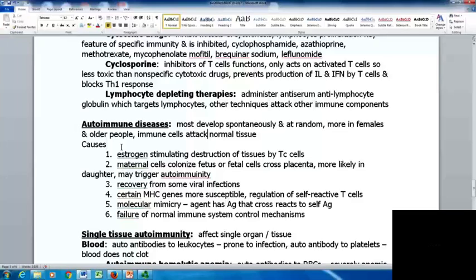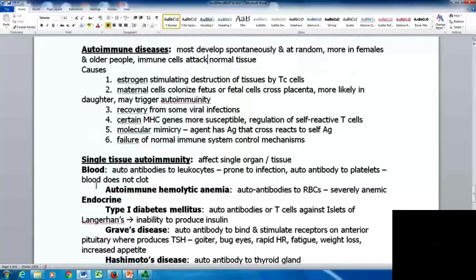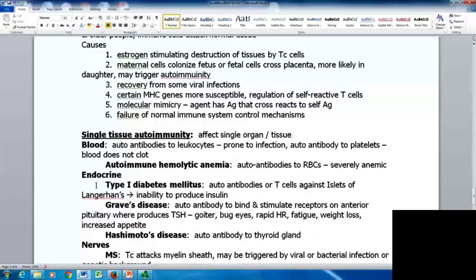Regulation of self-reactive T cells. You can have molecular mimicry where the agent has an antigen that cross-reacts to a self-antigen. And then failure of normal immune system control mechanisms. When you have single tissue autoimmunity, it affects just a single organ or tissue. So with blood, you can have autoantibodies to the leukocytes. This person would be prone to infection, and you have autoantibody to platelets, so the blood does not clot. So this would be an example of autoimmune hemolytic anemia, where you have the autoantibodies to the red blood cells.